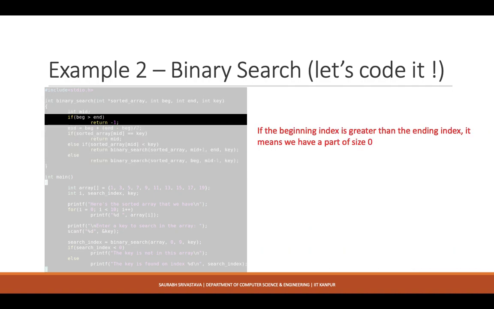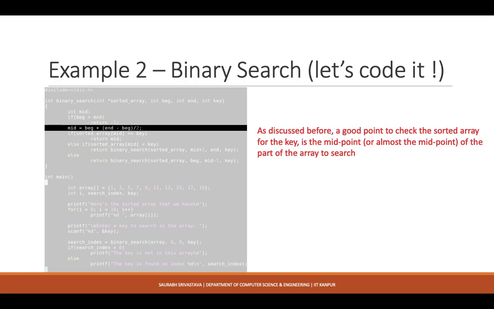So this is how the code actually works. If the beginning index is greater than the ending index, right? So let us say the beginning index is 5 and the ending index is 4. It means that the size of this array part is 0, right? I mean there's just no element in this part of the array, and if you have no element, then there is nothing that you can search, right? A 0 element array does not contain anything. So now the key becomes irrelevant, right? You are simply going to return -1, because there is no way you can find something in a 0 sized array.